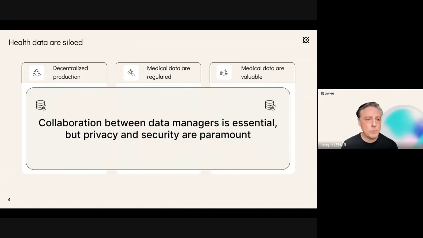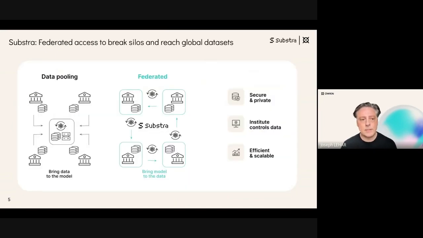So really the bottom line across all of these concerns is that collaboration between data managers is essential, because the expensive and hard to get nature of the data means that we really need to bring it together from different sources. But privacy and security of those data are paramount considerations when you're putting these together. Federated data access is a way to break the silos that we're describing and make it possible to reach global data sets. This slide explains the concept to you.